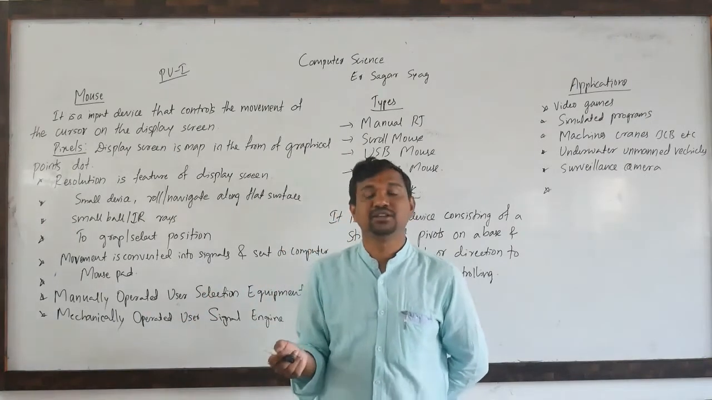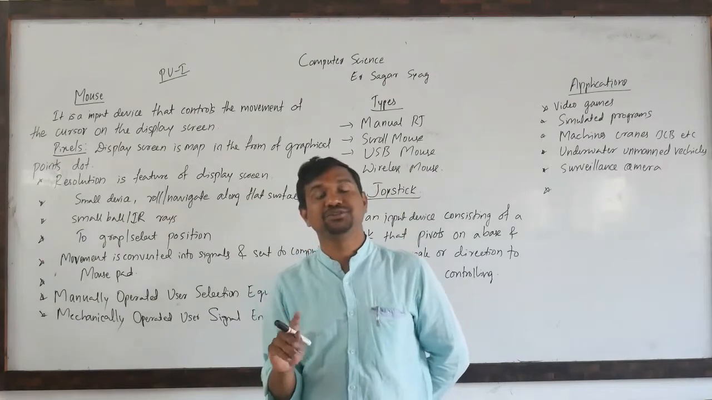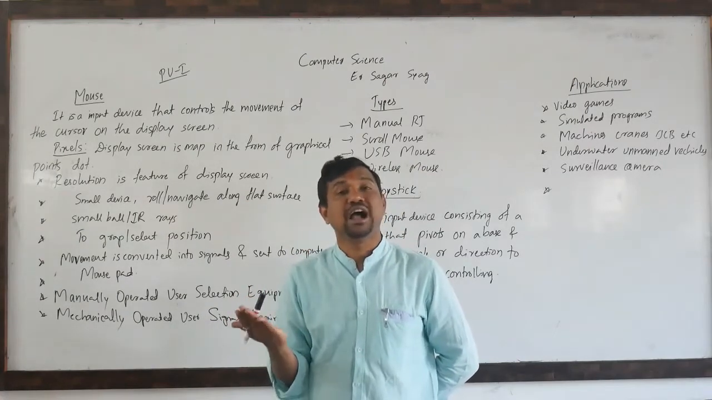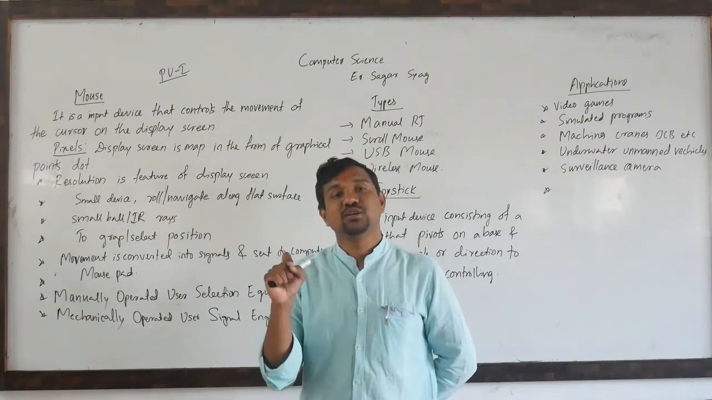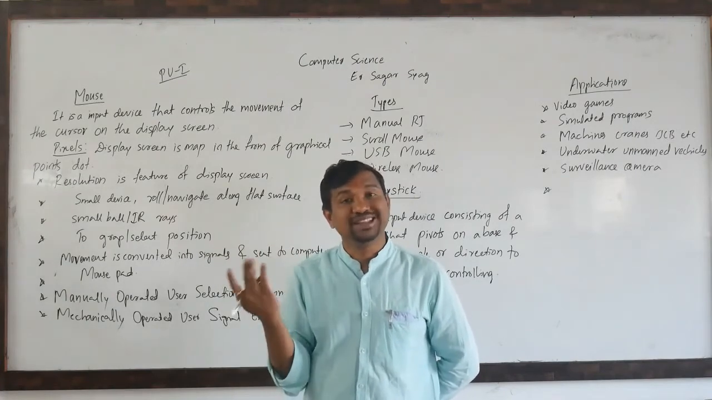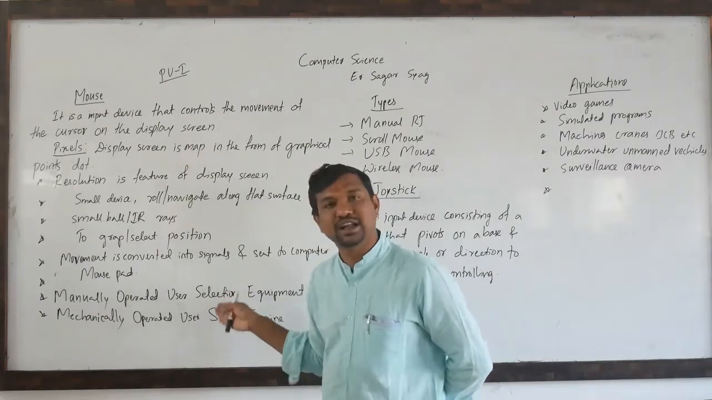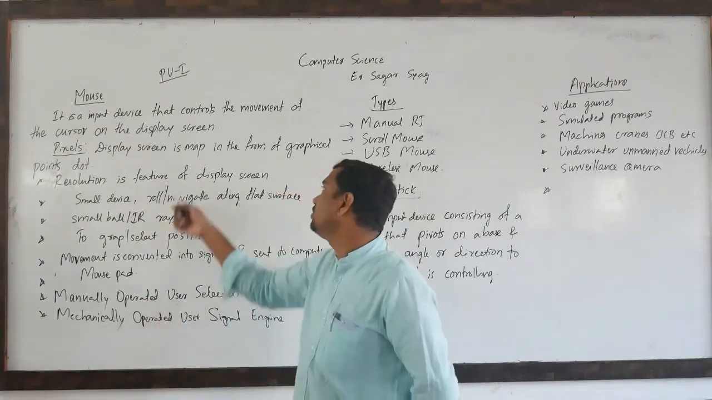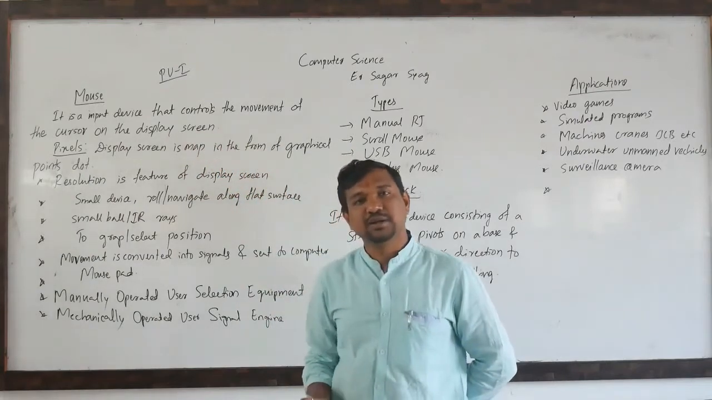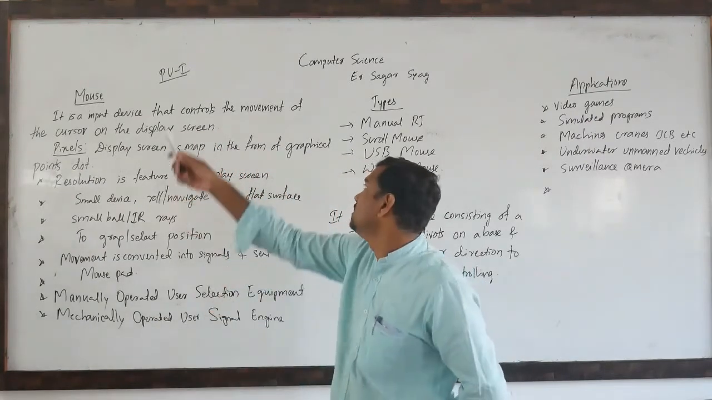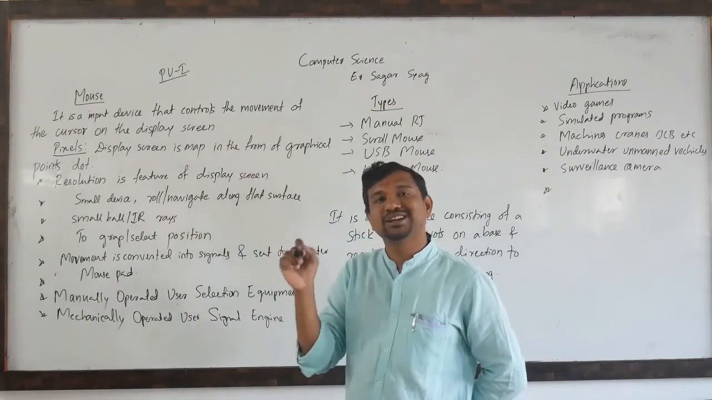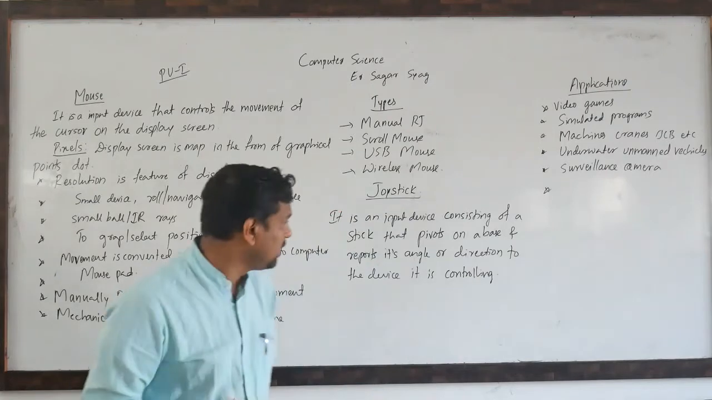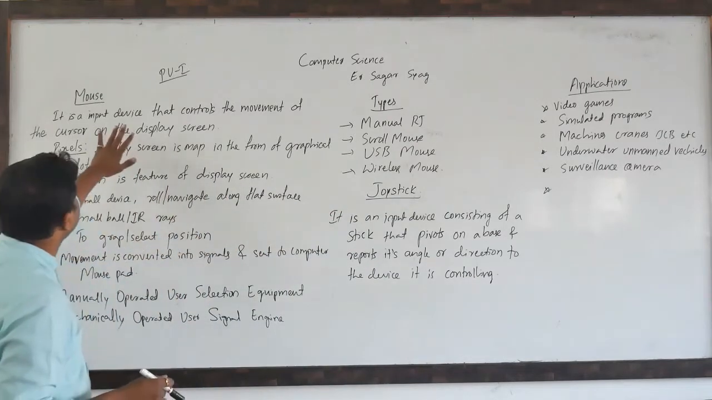In the first year midterm examination, there is a possibility they will ask this question: write the long form of mouse. In that case, you need to write any one of them. Otherwise, if they ask to define mouse, you need to write this definition: it is an input device that controls the movement of the cursor on the display screen or monitor. This is all regarding the mouse.